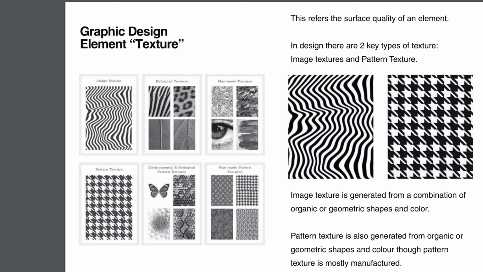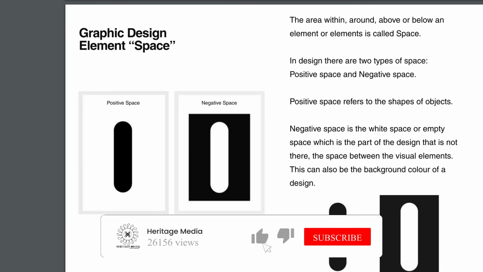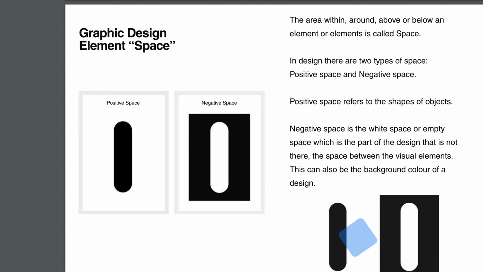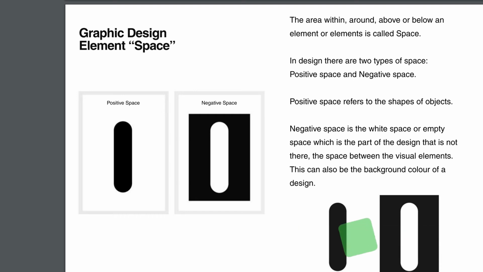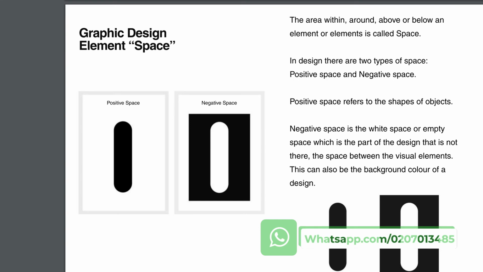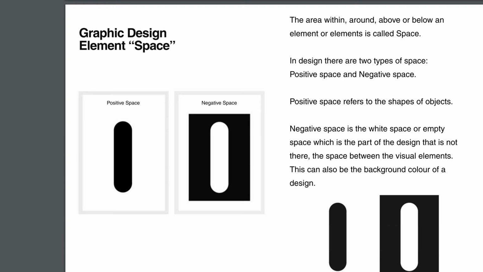So let's move on to the graphic design element, space. Space is the area within, around, above or below an element. In design, there are two types of space: positive space and negative space. So this is an illustration of positive space, and this is also an illustration of negative space.